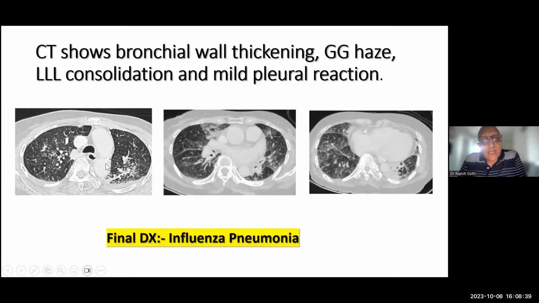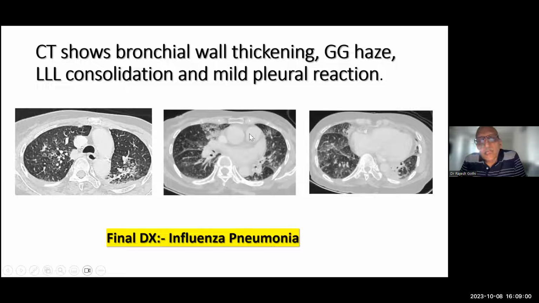What are we seeing here as findings typical of a viral infection? We are seeing bronchial wall thickening in both lung fields. Again, expiratory film. It is also possible that the patient is not able to take a deep breath. There are areas of ground glass opacities in both lung fields.